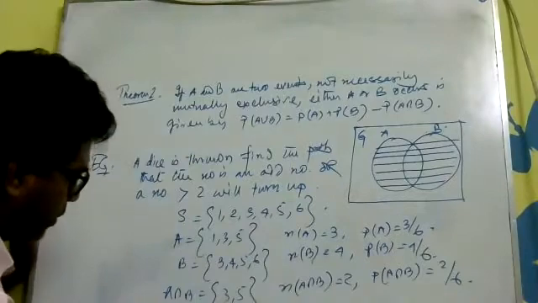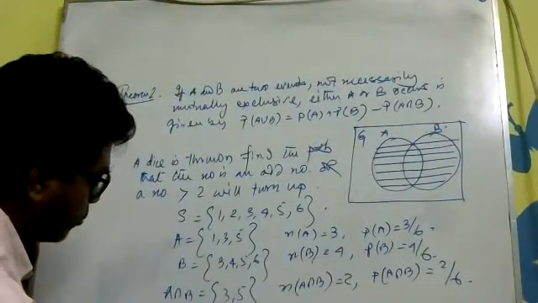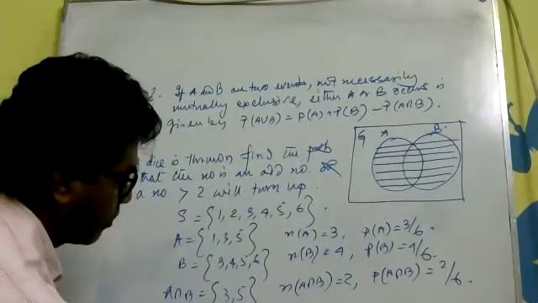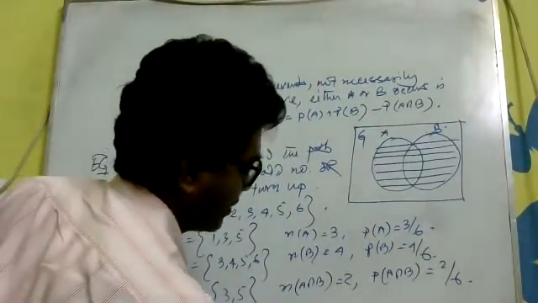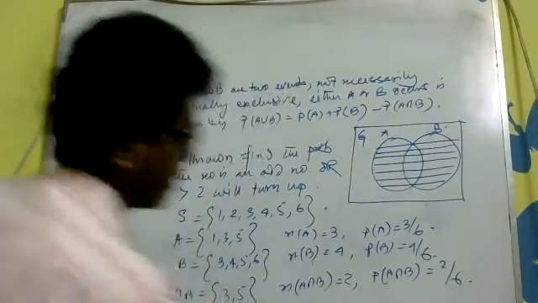Either this event or this event occurs, your resultant probability of A union B is equal to probability of A plus probability of B minus 2 by 6. That is equal to 5 by 6. That is my answer.